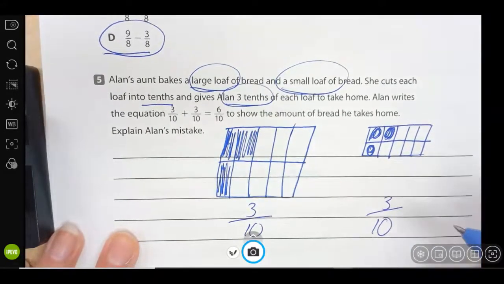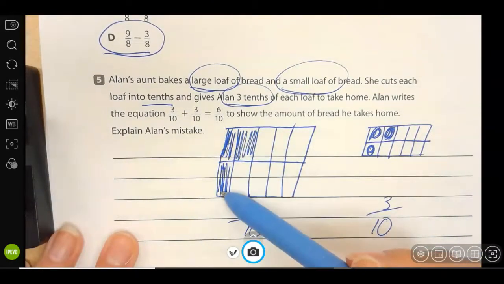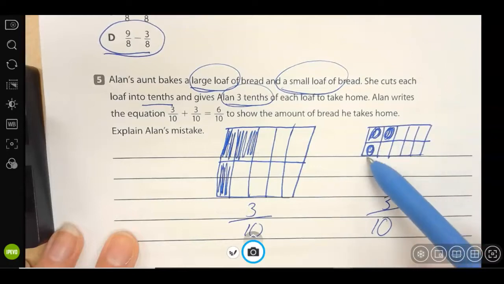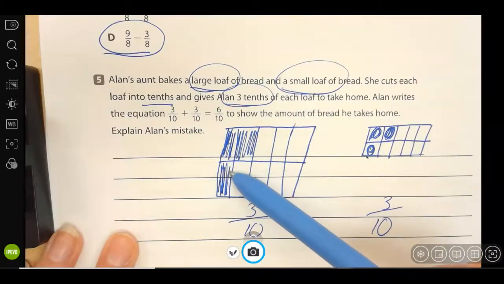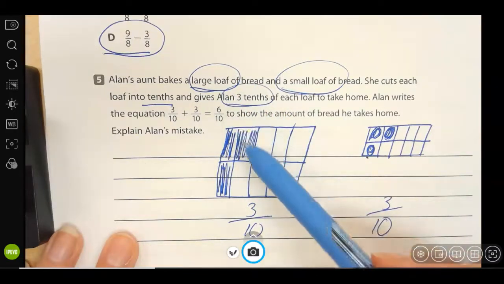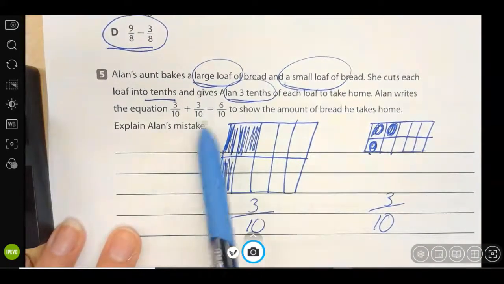Okay. Liam, if this was the piece of bread that your brother got, and this was the piece of bread that you got, did you guys each get the same amount? But you guys each got 3. Well, why did you not get the same amount? Yeah, because this is a large loaf and this is a small loaf. So we can't really add them because they're not equal sizes.